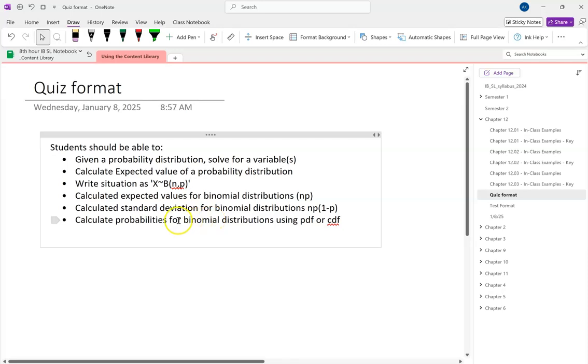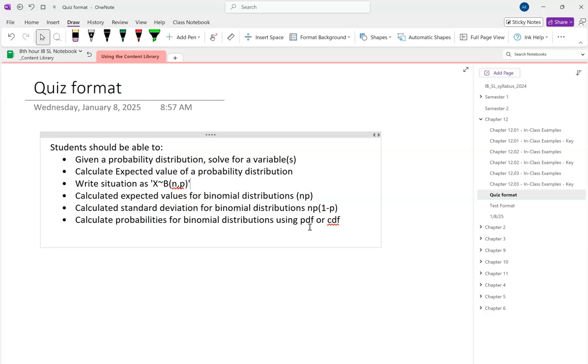And then calculate probabilities for binomial distributions using PDFs or CDFs. How do you know to tell the difference between which one to use? PDF is equals, CDF is inequality.